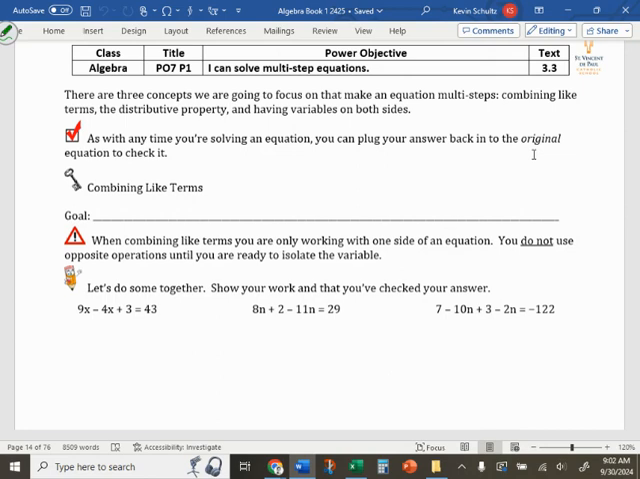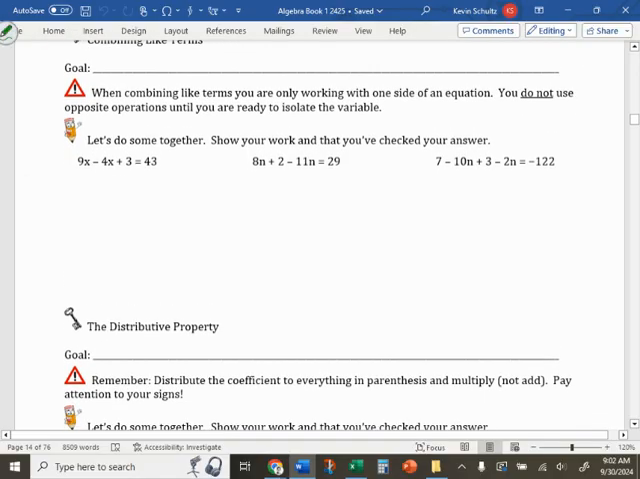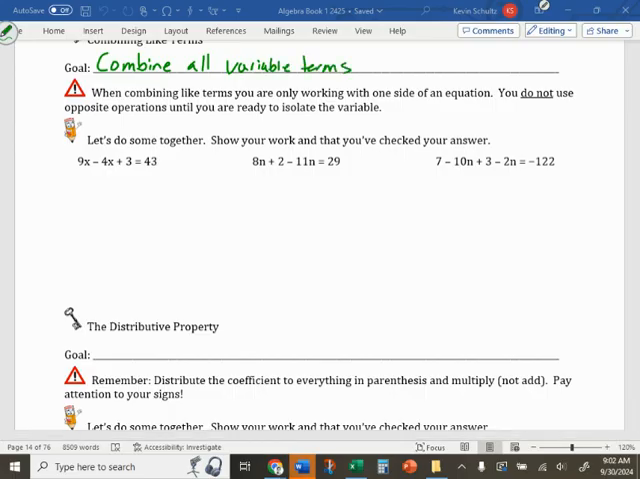But because each equation can be a little bit different, how do we get there? The first thing that you might see is called combining like terms. You learned about this last year in PO60. Our goal with combining like terms is to combine all variable terms or constants. You can't combine a variable term with a constant because one's got the variable, the other one doesn't. Remember learning about that last year?